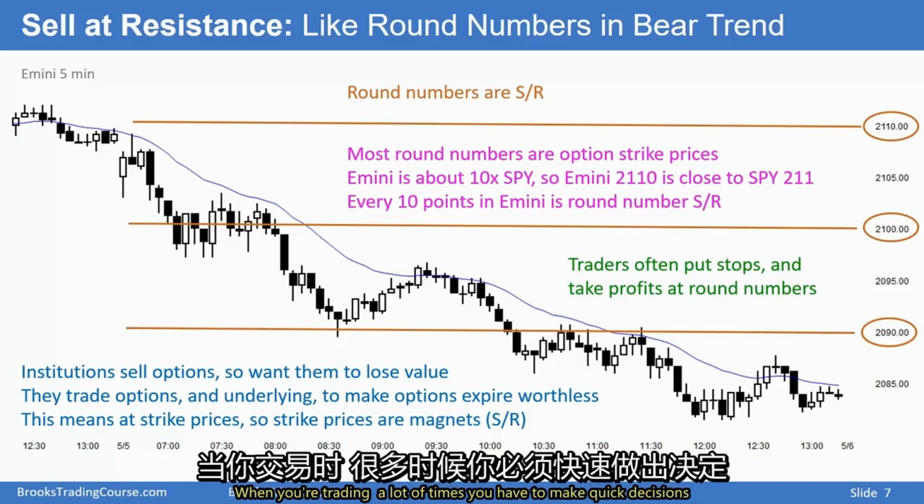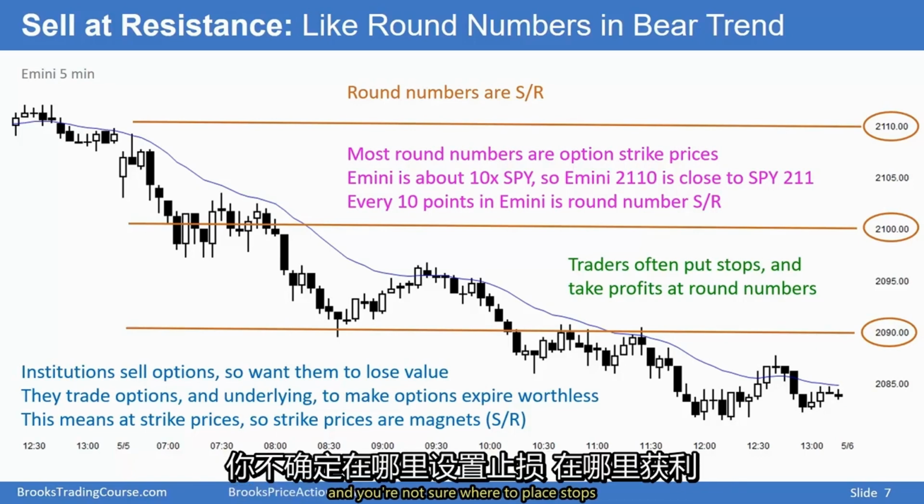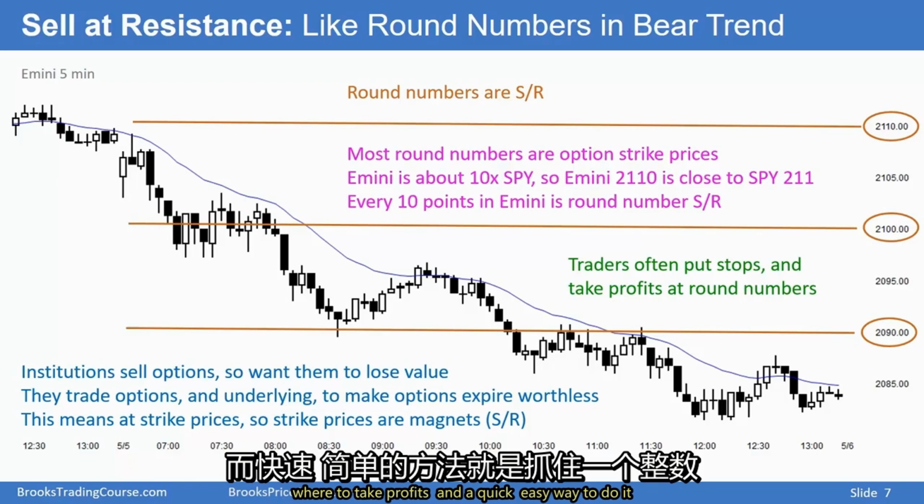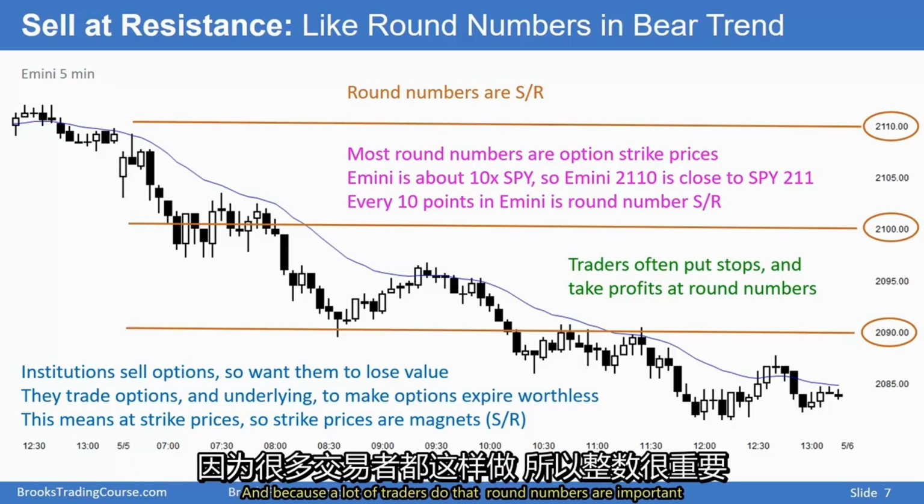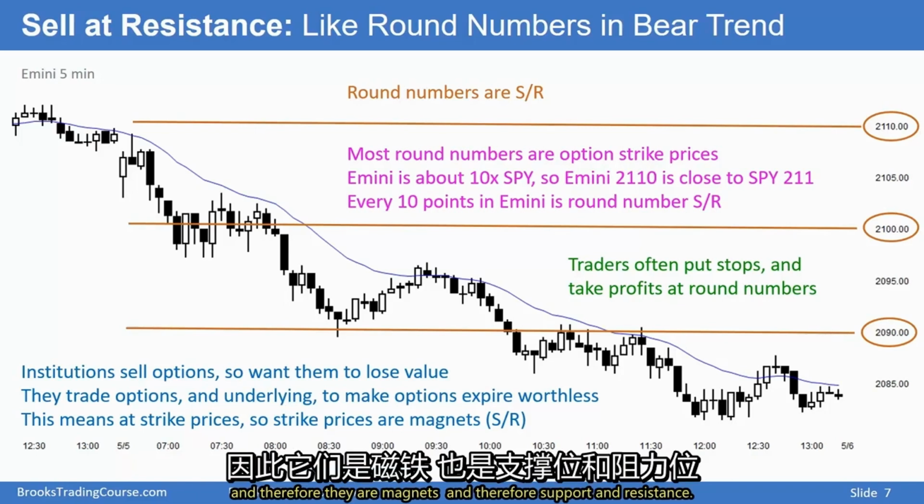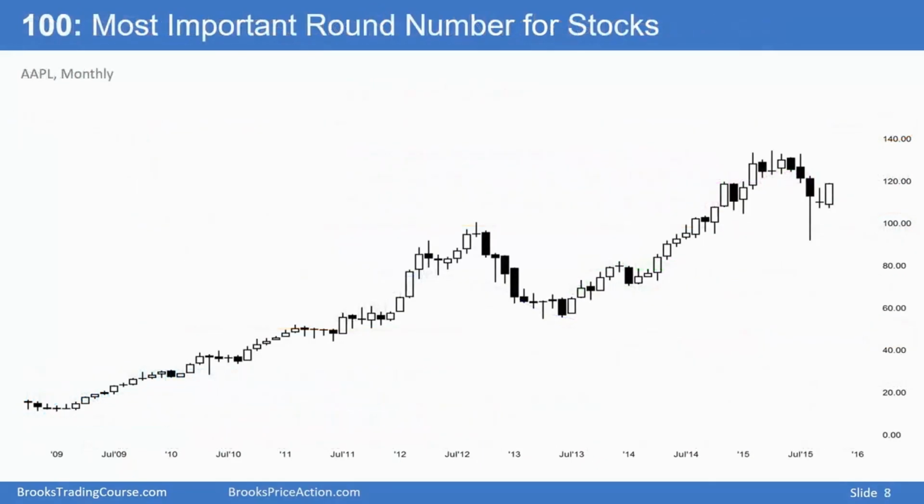When you're trading, a lot of times you have to make quick decisions and you're not sure where to place stops, where to take profits. And a quick, easy way to do it is just grab a round number. And because a lot of traders do that, round numbers are important, and therefore they are magnets, and therefore support and resistance.